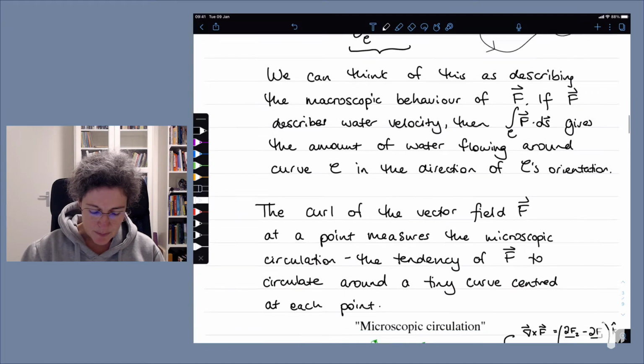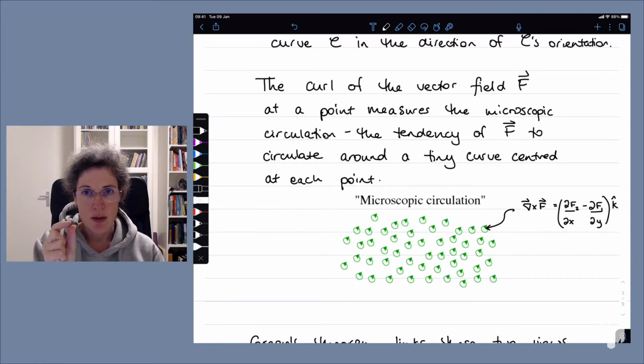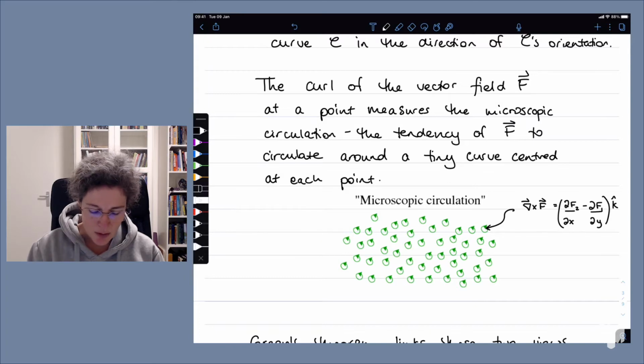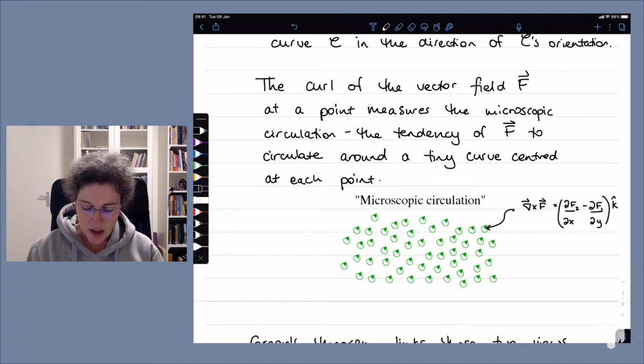The other part is going to look at what we can think of as the microscopic behavior of a vector field. So we know that the curl of the vector field at a point measures basically the tendency of our vector field to circulate around a tiny little curve centered at each point. So we could think of our curl as, at each point, how much is our vector field circulating at each of those points. And as we saw, we've just got a two-dimensional vector field, but we can calculate the curl, and that's what this looks like over here. So we've seen that already.